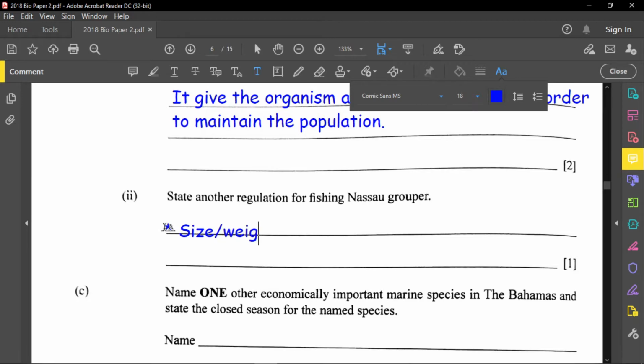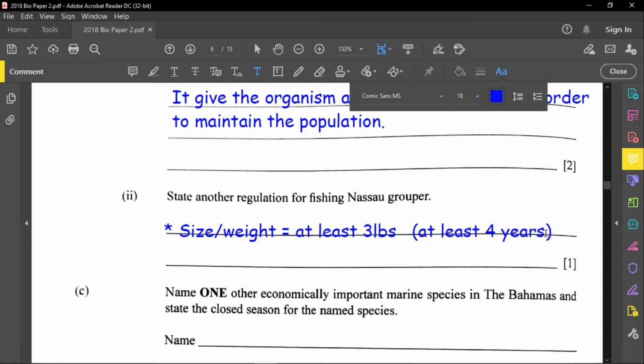Size/weight. Okay, and you cannot catch any Nassau grouper less than 3 pounds. So the grouper must reach at least 3 pounds, right? And beside this, it will be at least 4 years old, because the reason for this is that the Nassau grouper becomes sexually mature at approximately age 4. Okay, so at least 4 years old.